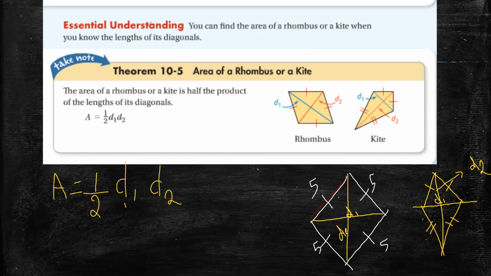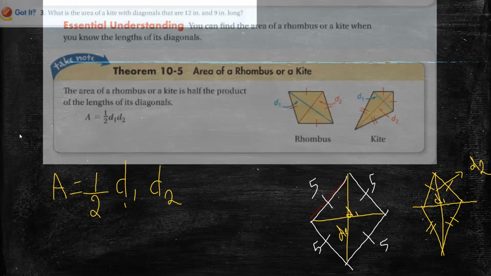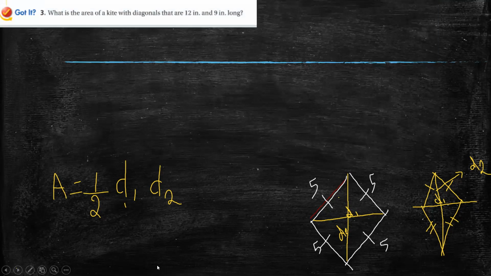Now, in this question here, he asked me to find the area of a kite with diagonals that are 12 and 9. Here he told me that the diagonals are 12 and 9.